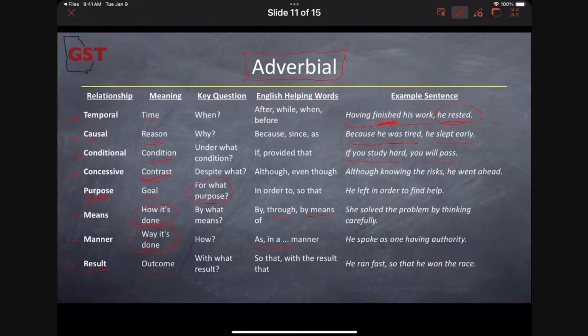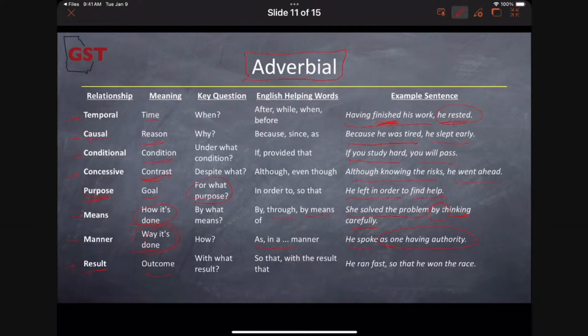Concessive is more contrast. Although knowing the risk, he went ahead anyway. Purposeful goal. He left in order. Why? In order to find help. The means: she solved the problem by thinking carefully. Manner, right? He spoke as one having authority. That's the manner how he spoke.